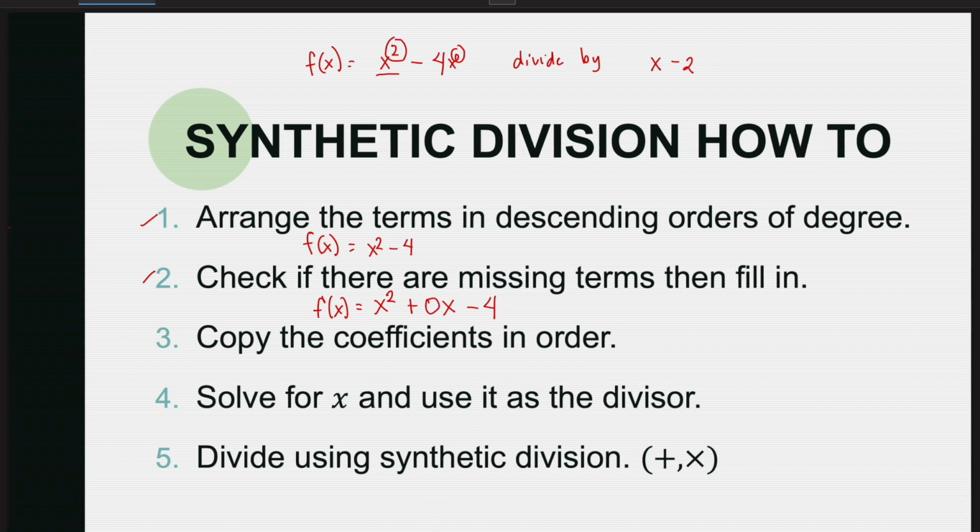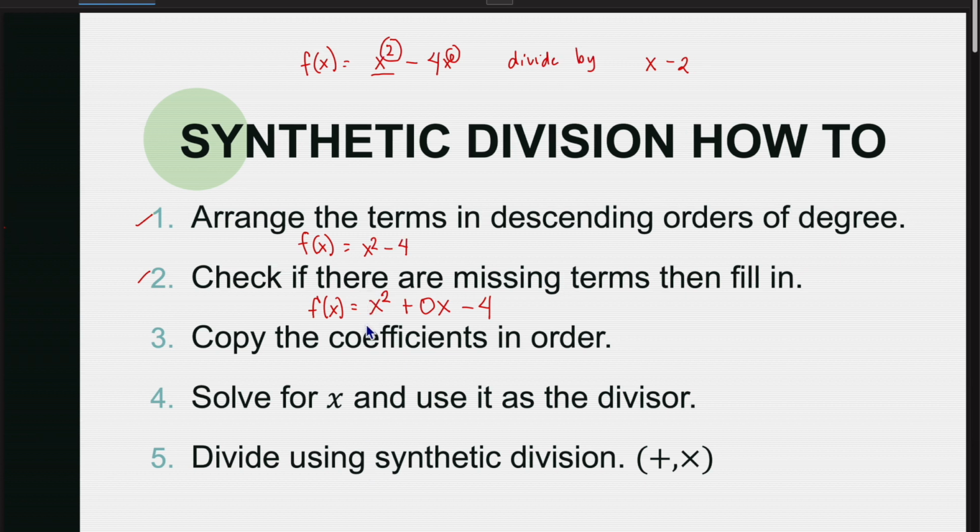Number 3, we copy the coefficients in order. So, kung ano yung naunang coefficient, yun din dapat yung mauuna. So, ano ba yung first na coefficient dito? We have 1. Dito, we have 0. And dito, we have negative 4.